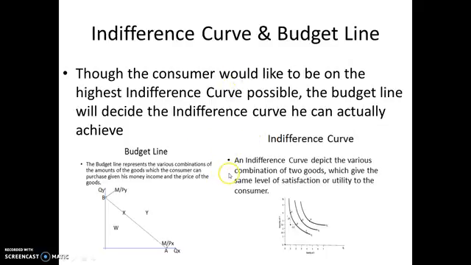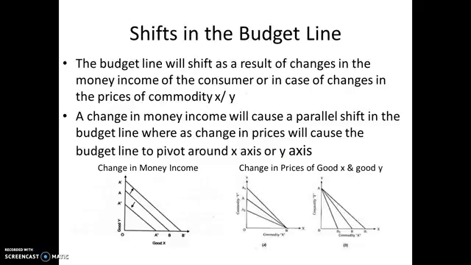Again, this is a relatively known concept which we've seen earlier. Though the consumer would like to be on the highest indifference curve, the budget line will decide the indifference curve he can actually achieve. So we had just looked at the budget line, and we'd also seen the indifference curve in the earlier lecture, which shows the points on the curve where the consumer receives the same level of satisfaction or utility, and the point where the two meet gives the point of equilibrium.